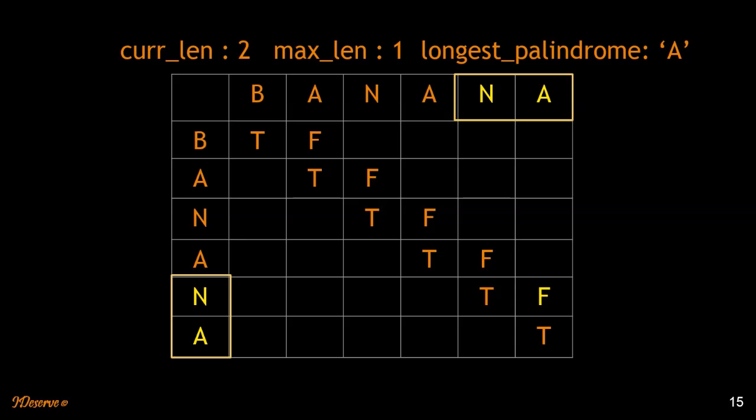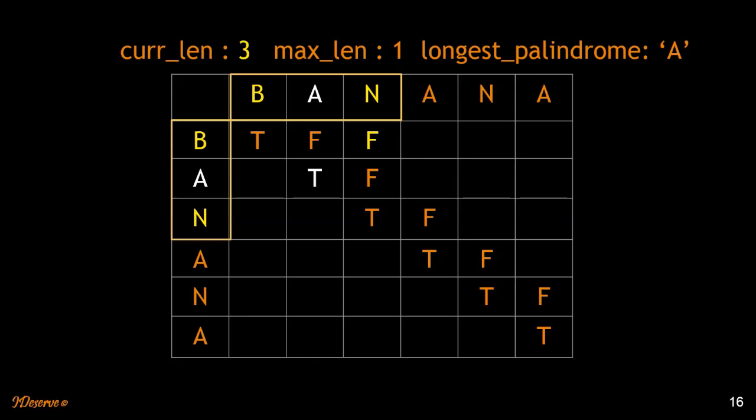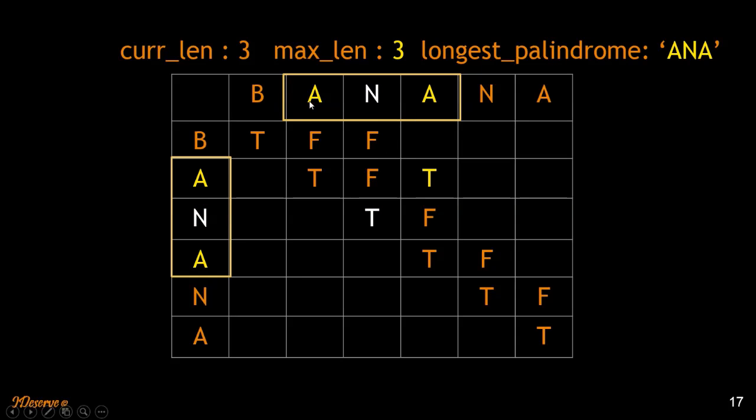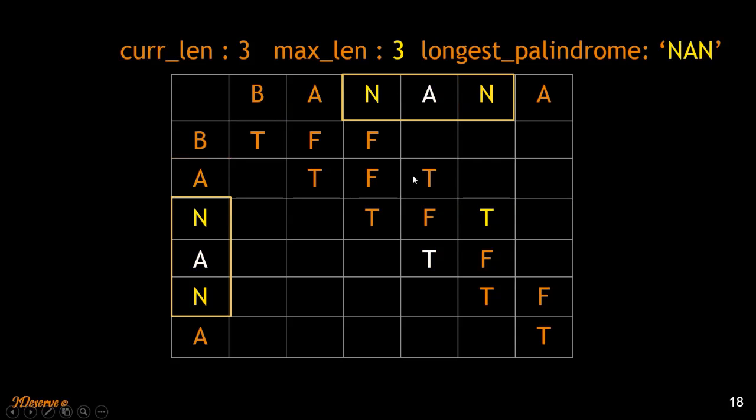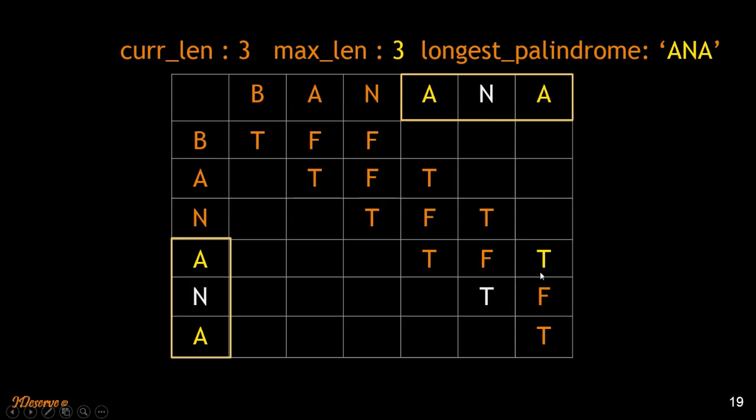Let's go to length 3. What we see is B and N do not match, so false again. But here ANA is a palindrome because A and A match, and if we strip out A and A, N is already a palindrome here, so we update true here. We also find NAN as a palindrome similarly. Again ANA is a palindrome similarly.